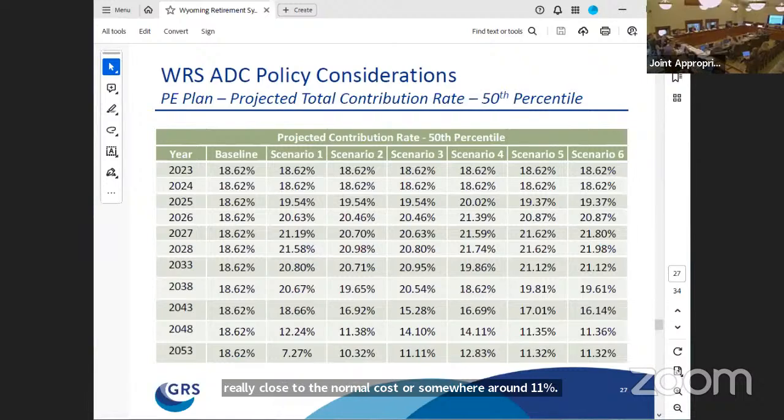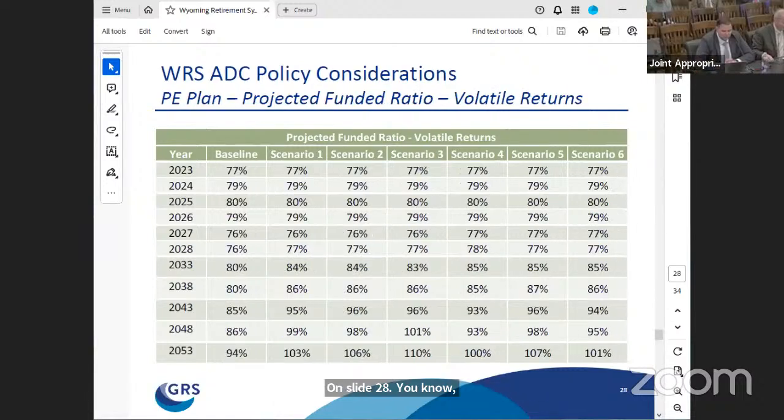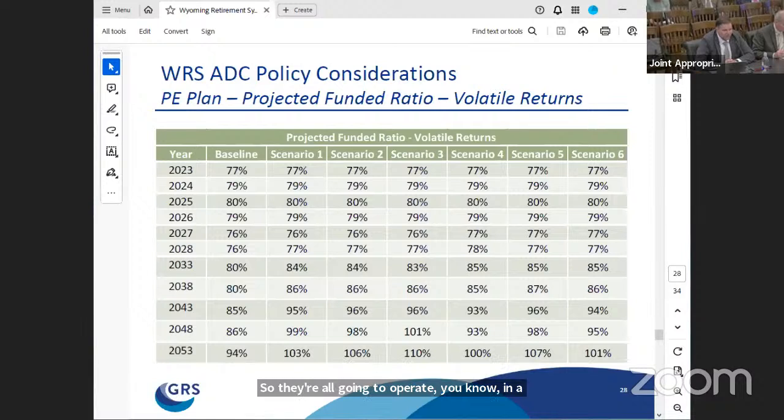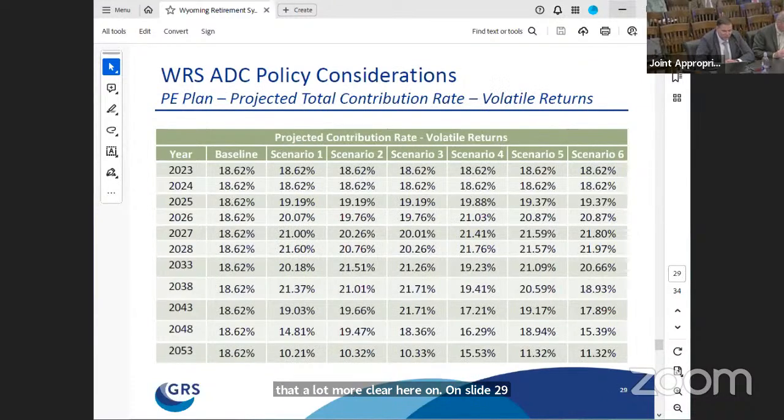On slide 28, very similar chart here, and this is with the volatile asset returns. And again, you can notice, say on scenario 1 and 2, they all look very similar here. So they're all going to operate on a rather similar basis. And mainly that's because we have this ADC policy in place that's making up for those good years and for those bad years, so the contribution rate is adjusting itself. And we see that a lot more clearly here on slide 29, where the contribution rates are going up and down and adjusting to that good or bad experience.